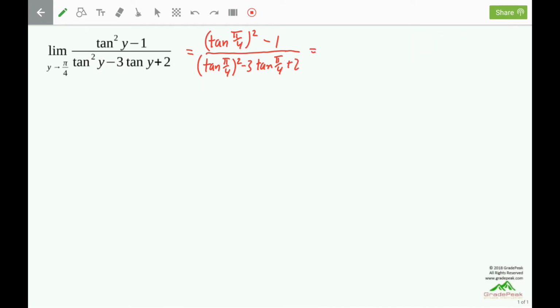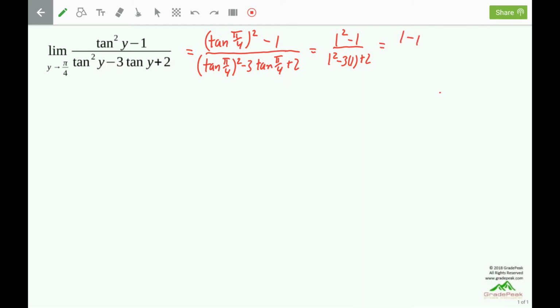Now the tangent of pi over 4 is the sine of pi over 4, root 2 over 2, over the cosine of pi over 4, root 2 over 2. Since they match, they will cancel to a 1. So the tangent of pi over 4 is a 1. We have 1 squared minus 1 over 1 squared minus 3 times 1 plus 2.